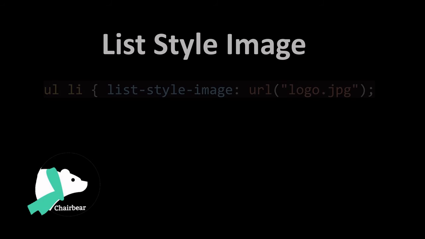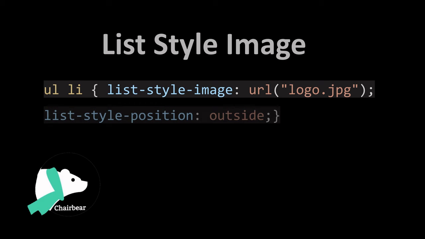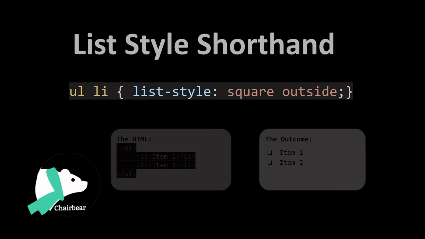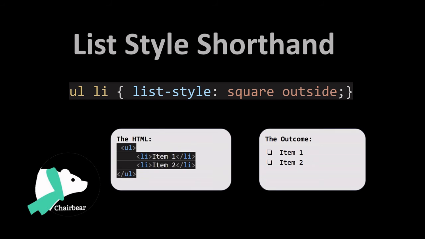List style image specifies an image to be used as the marker, whilst list style position specifies the position of the marker box. The values it accepts are inside or outside. Outside is the default. Use the list style shorthand property for setting the type, image, and position in one declaration. If you leave out any value, the default value for the missing property will be used automatically.